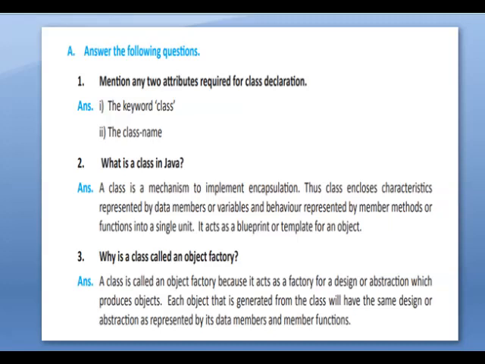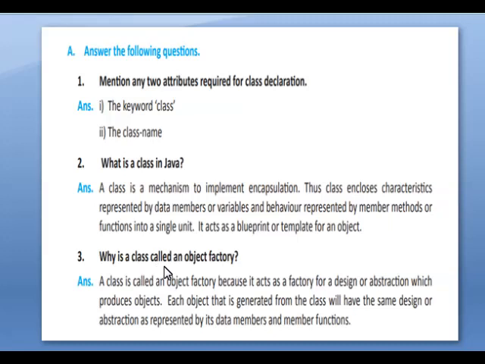Then, what is a class in Java? There is no need to study a new definition if you already studied it in class 9. If you are remembering that answer, you can write that also. A class is a mechanism to implement encapsulation. Thus, a class encloses characteristics represented by data members or variables, and behavior represented by member methods or functions, into a single unit. It acts as a blueprint or template for an object.